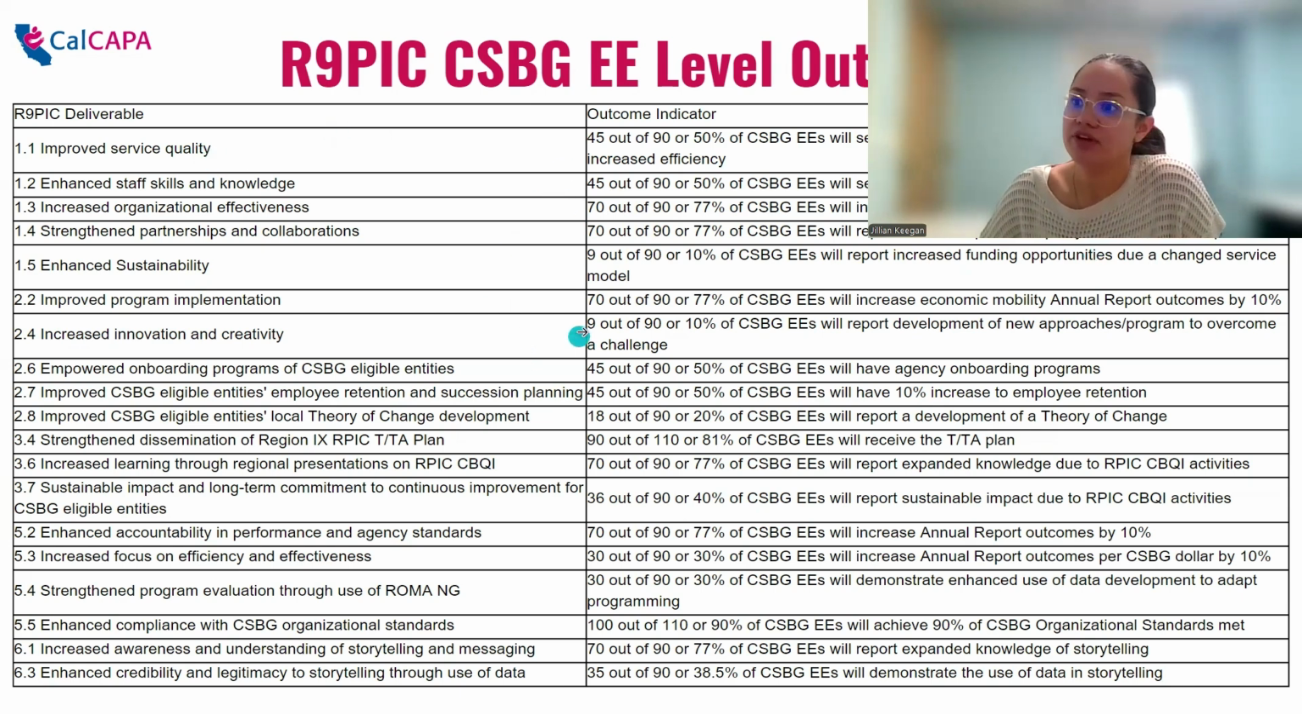So for example, if you see something on here that maybe your agency isn't focusing on, you could take that back to your team to address how your agency might be able to complete that outcome for this R9PIC cycle, especially these ones that we are seeking over 75% completion for. Those ones, maybe you want to ask for some training if it's something that you are struggling with.